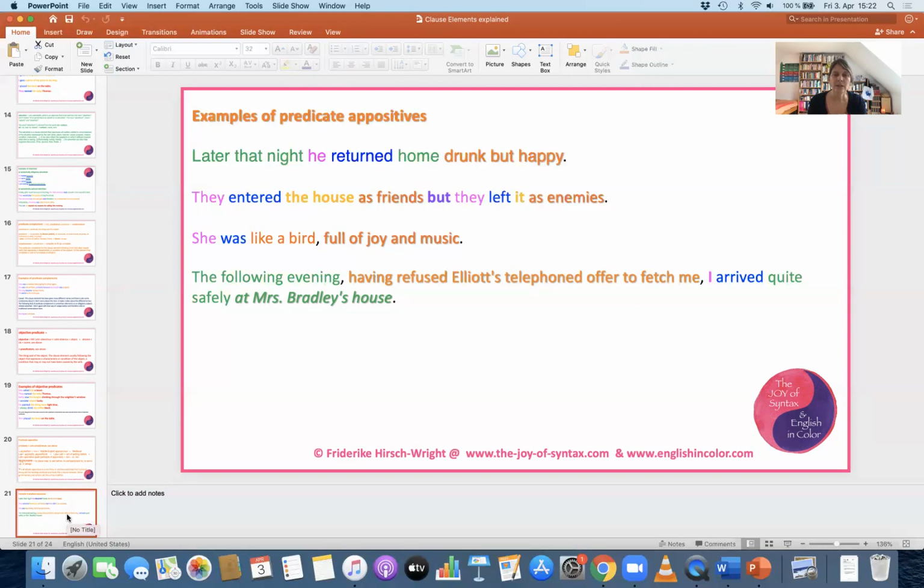I had refused Elliot's telephone offer to fetch me. We could use that as a main clause afterwards. We could say the following evening, I arrived quite safely at Mrs. Bradley's house. I had refused Elliot's telephone offer to fetch me. We could actually add it as a main clause, or we could add this information as an adverbial clause.